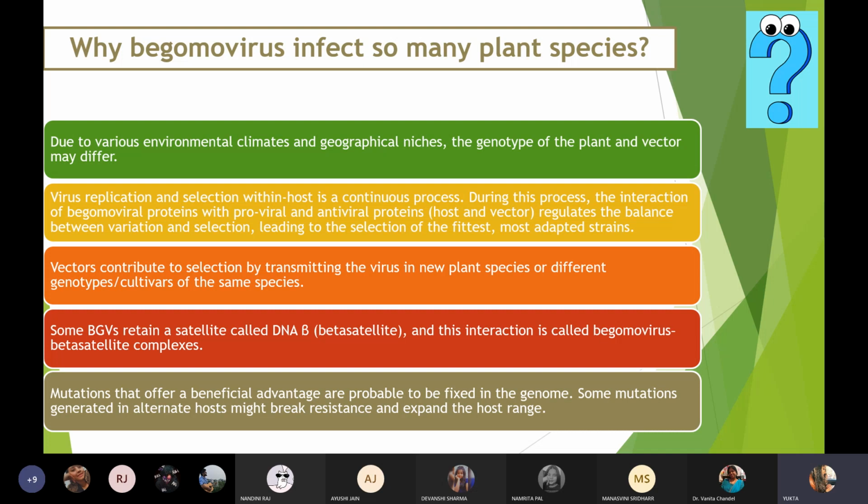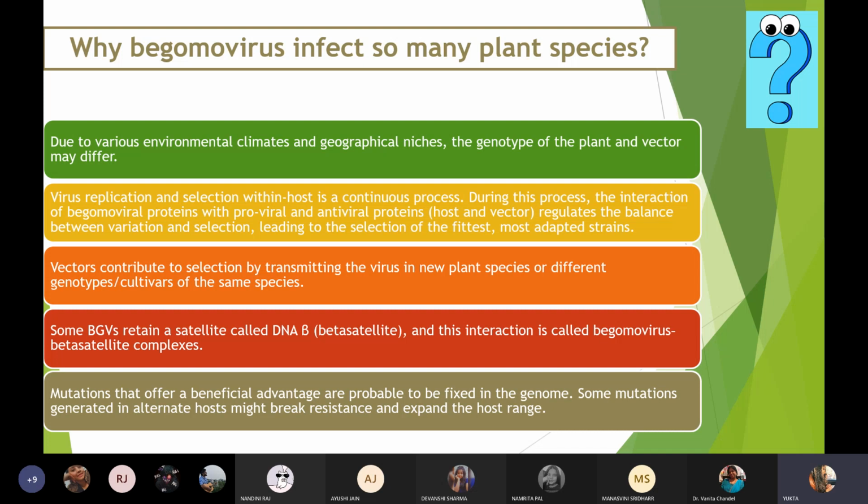So virus replication is one reason, and the selection within the host is a continuous process. During this process, the interaction of begomoviral proteins with the proviral and antiviral proteins regulates the balance between the variation and the selection, leading to the selection of the fittest or the most adapted strain of the virus particle. So vectors contribute to the selection made by transmitting the virus in new plant species or different genotypes or cultivars of the same species.